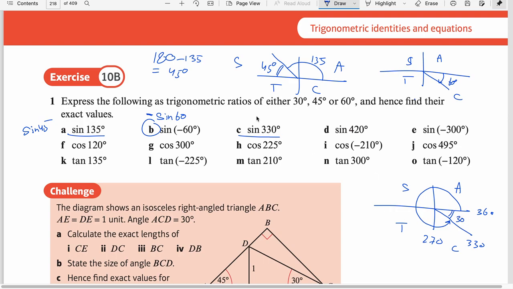The basic angle is 30. I'm writing sine 30, but sine 30 is positive. To make them the same, I have to put this negative sign here.